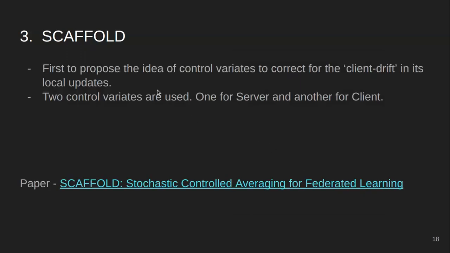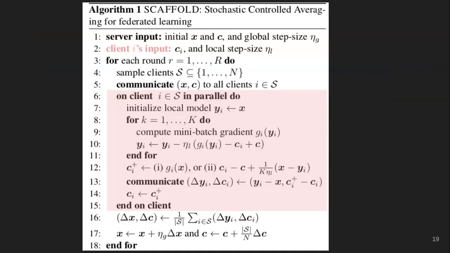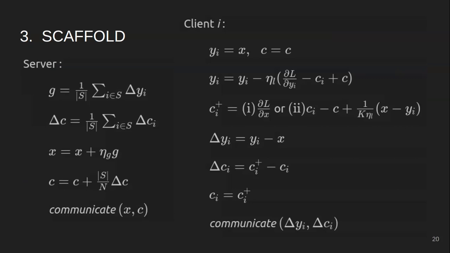Okay, SCAFFOLD. This is the first paper to propose the idea of control variates to correct for the client drift in its local updates. Two control variates are used in the case of SCAFFOLD, one for the server and another for the client. So this is the pseudocode.